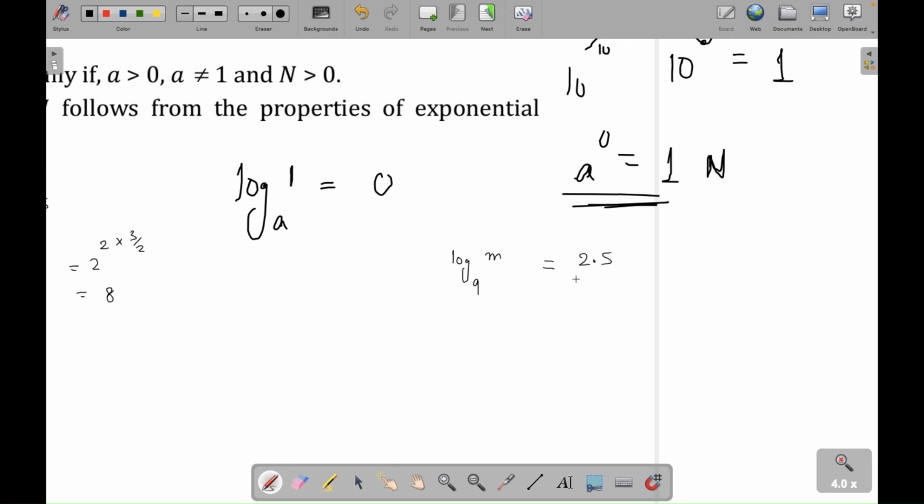So what power should you raise 9 to so that you get m? Is the answer 2.5? No. Here you are already given the power that you have to raise. So it will be 9 raised to 2.5. So m will be equal to 9 to the power 2.5.